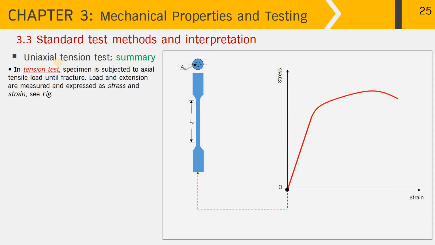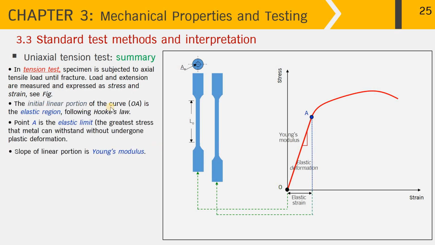Now I will come to the summary of the uniaxial tension test. First, in the tension test, the specimen is subject to axial tensile loading until fracture. Load and extension are measured and expressed as stress and strain, as you can see from this graph. The initial linear portion of the curve is the elastic region following Hooke's law. At point A is the elastic limit, the greatest stress that the metal can withstand without undergoing plastic deformation. And the slope of the curve is the Young's modulus.